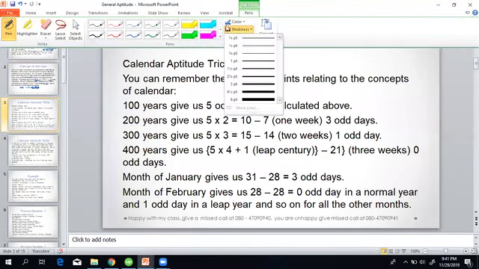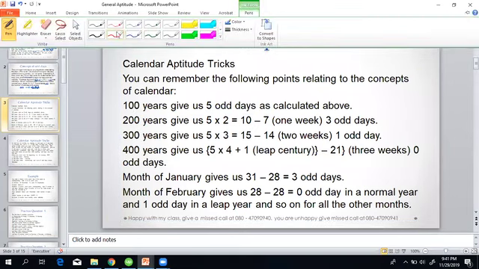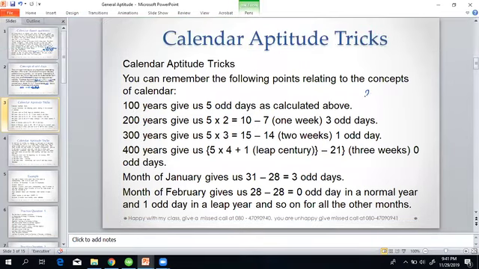In 200 years there are 3 odd days. We can write 200 as 2 multiplied by 100, and 100 years has 5 odd days. So 2 multiplied by 5 is 10, and 10 divided by 7 gives the remainder 3. So there are 3 odd days in 200 years. In 300 years there is 1 odd day, and in 400 years there are 0 odd days.